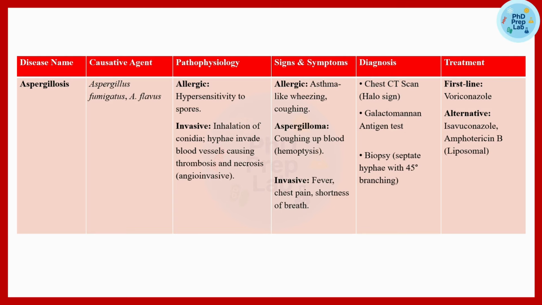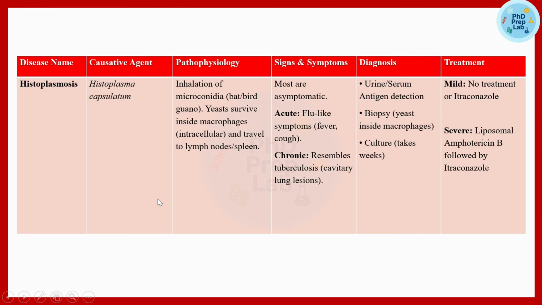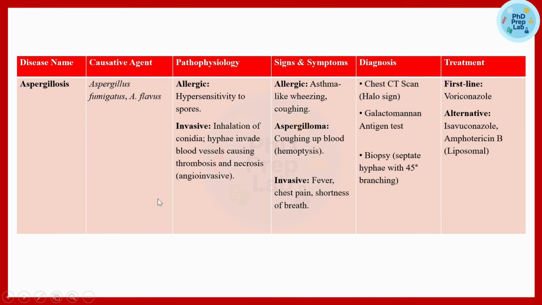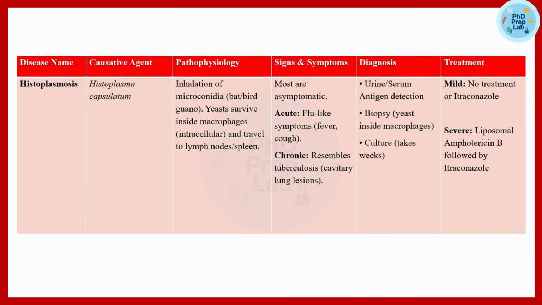Now there is the other disease, which is Aspergillosis. The signs and symptoms are allergic in nature. This causes hypersensitivity, and people who are hypersensitive to spores usually acquire this disease. The symptoms could be asthma-like, with wheezing, coughing, etc. Sometimes in severe cases, if it is aspergilloma, coughing up of blood is also there. The causative agent is Aspergillus fumigatus or Aspergillus flavus. The diagnosis is usually done by a chest CT scan or galactomannan antigen test, or a biopsy is done as well.